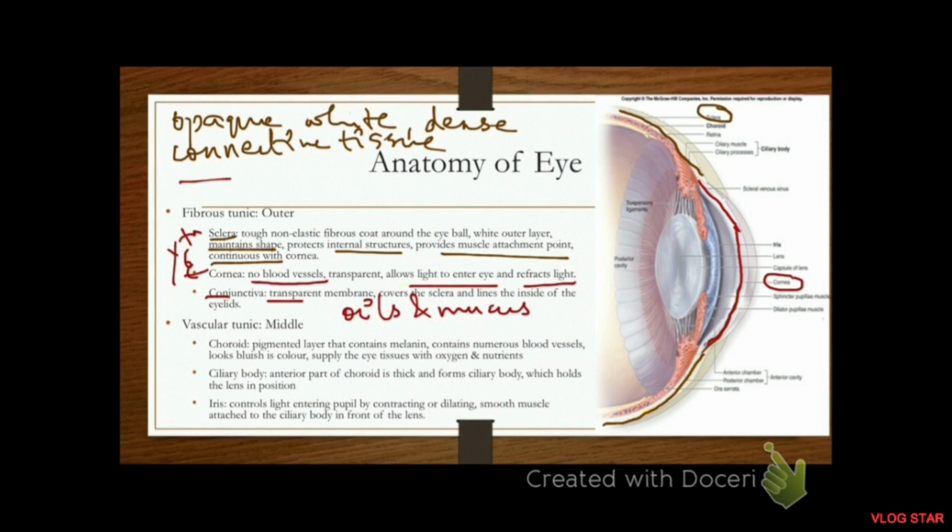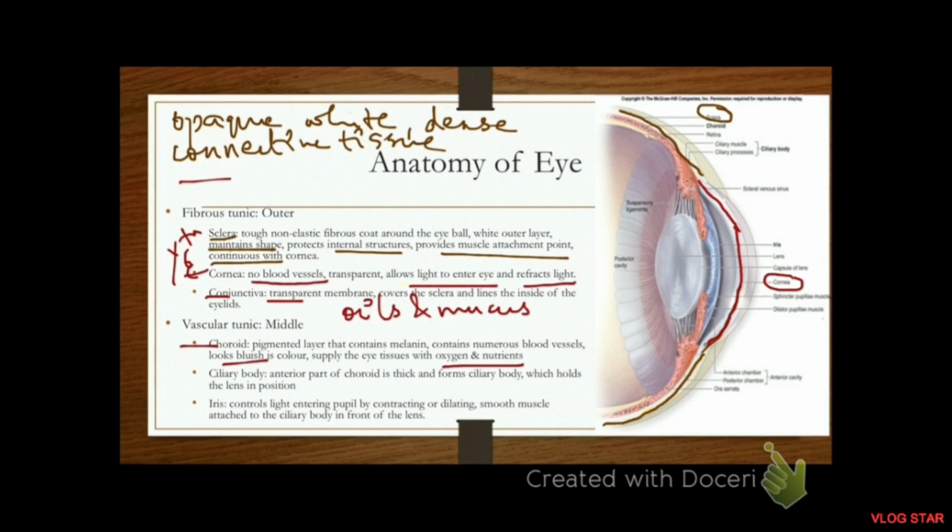Now the first layer that you will come across is the choroid. Now choroid is a pigmented layer and it contains melanin. So just beneath the sclera you have the choroid, and it has a lot of blood vessels. It also nourishes the retina. So what is the role of choroid? It will nourish the retina. That means it will supply it with oxygen and nutrients. And it looks bluish in color.